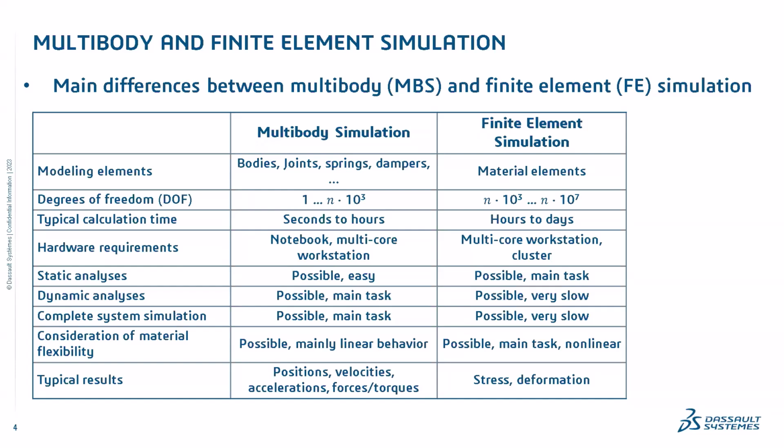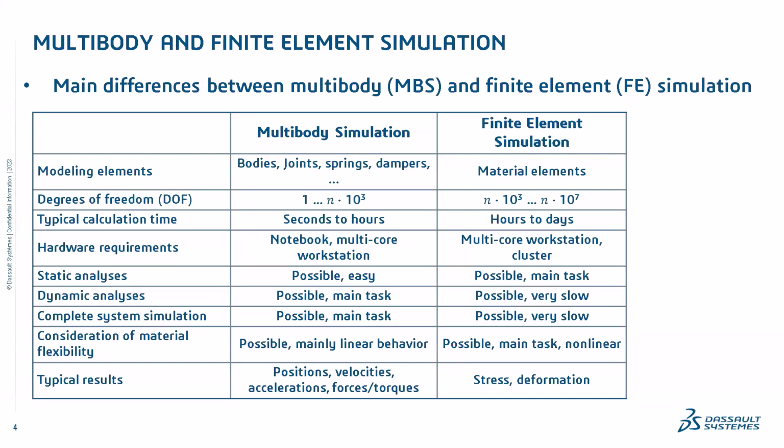A typical calculation time, generally because of this high number of degrees of freedom, is from seconds to hours in MBD simulations, whereas it can go from hours to days in FE simulations. Hardware requirements are very low for a multi-body simulation, and it's generally a multi-core workstation for FE simulations. Static analysis is possible and easy to do in MBD simulations, but it's the main task of FE simulations. Dynamic analysis is the main task of an MBD simulation. In most cases, you're running fully transient dynamic simulations with the MBD solver, whereas with FE simulations it's possible, but generally very slow. Complete system simulation is possible and also the main task of an MBD solver, whereas for FE simulations it's possible, but also very slow.